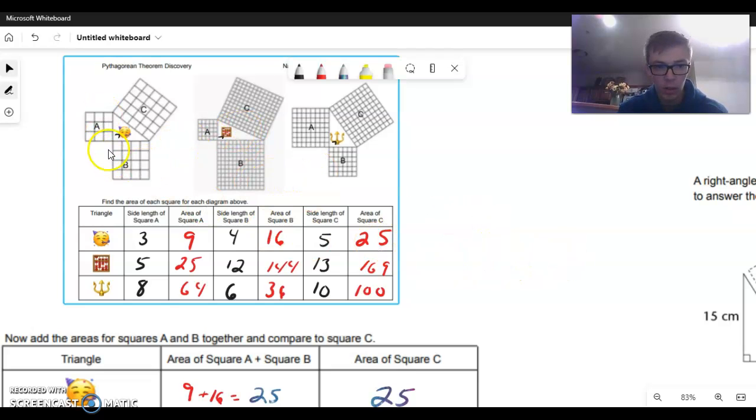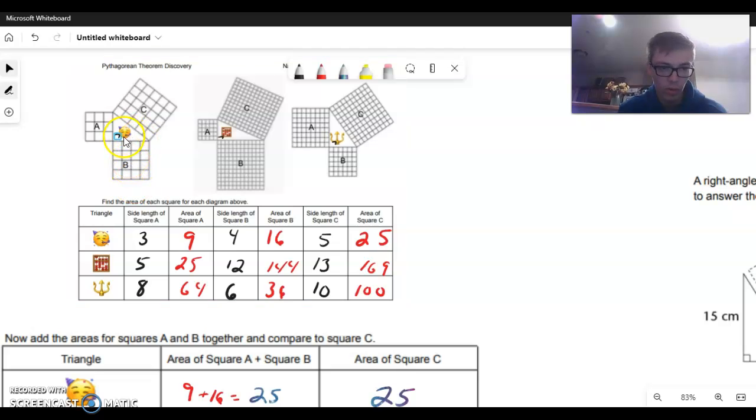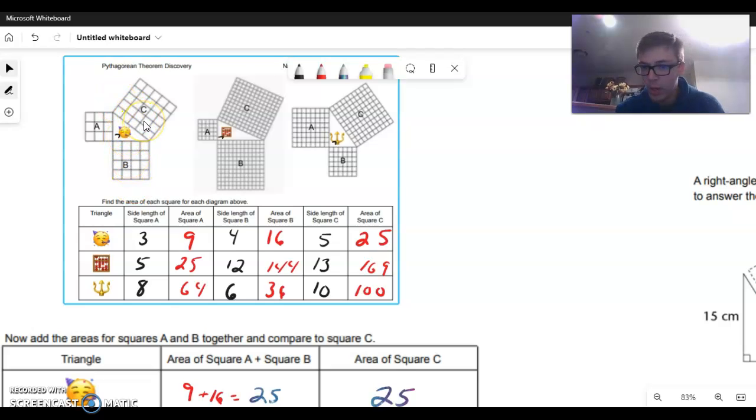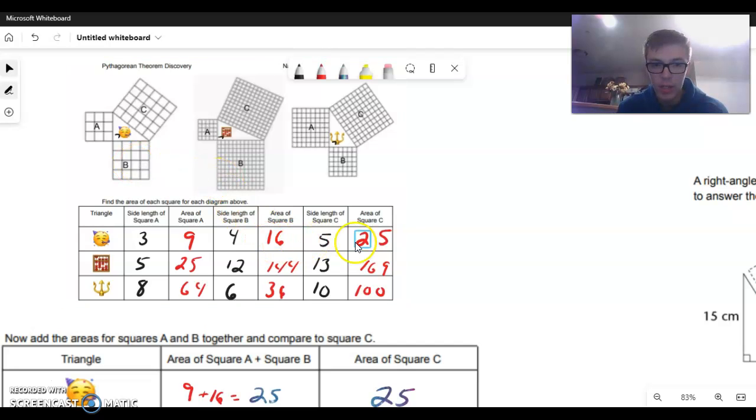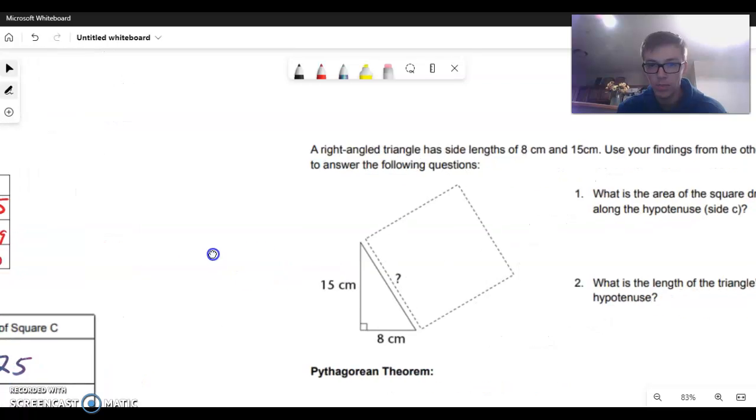So we had the side length 3, the side length 4 for the first one for that party emoji, and that was the side length of 5. We found the area of A and B, which are the legs, okay? And we found that those areas added up to the area of square C in this case.